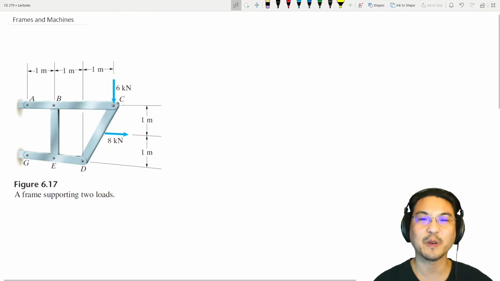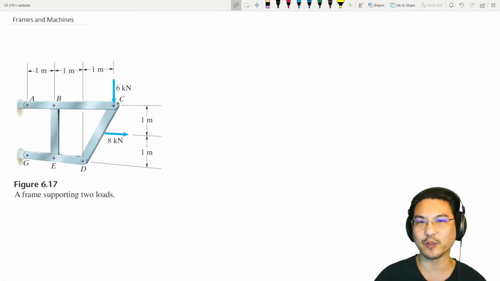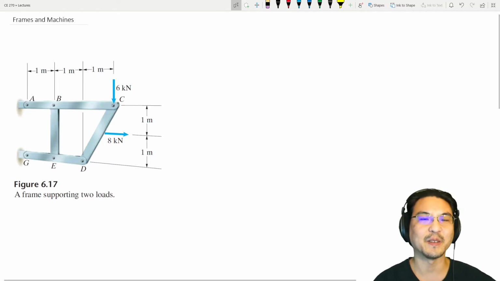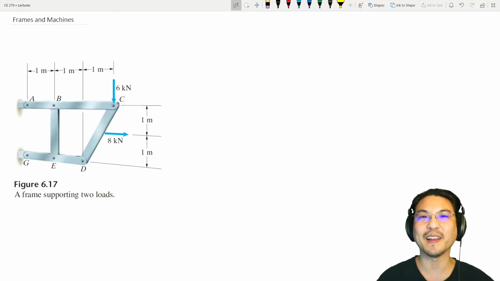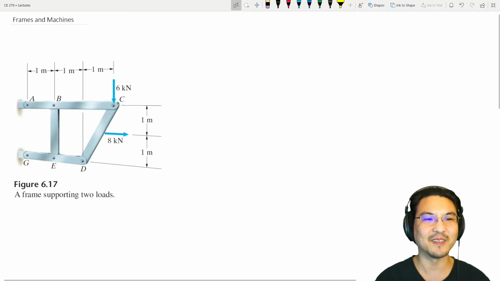Everybody. So now we're going to consider structures that wouldn't be able to be defined as trusses, and we call such structures that support loads frames and structures that apply loads machines. So we no longer have the constraint that all the members of the structure are two-force members. So how do we analyze these things?